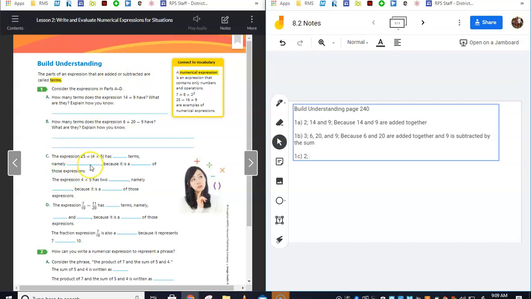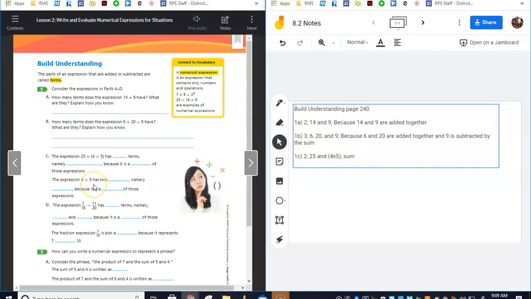It says, namely blank. So we're going to be writing in that blank. You're going to do 25 and then in parentheses 4 times 5, because it is a sum of those expressions. So in this blank right here where my mouse is, you're putting 2. Right here you're putting 25, and then this right here you're putting 4 times 5, in parentheses. And in this blank you are writing the word sum, which is right there. Okay, let's move on to the next part of it.